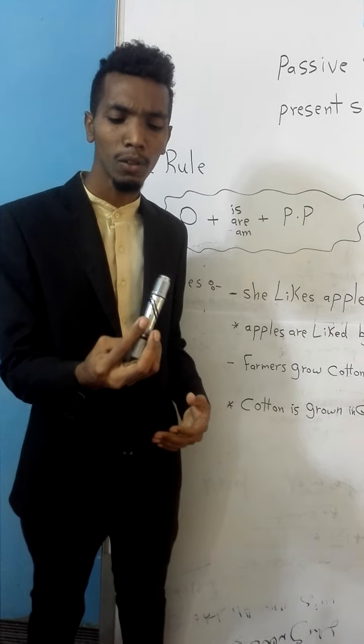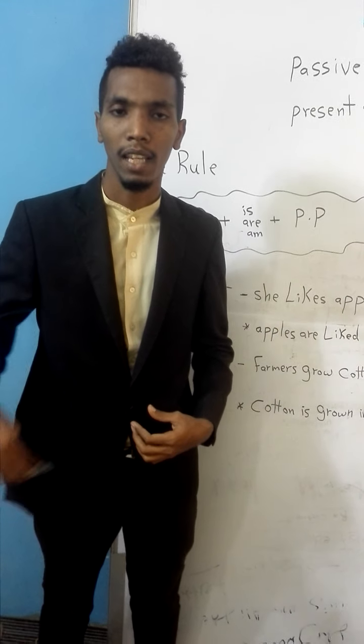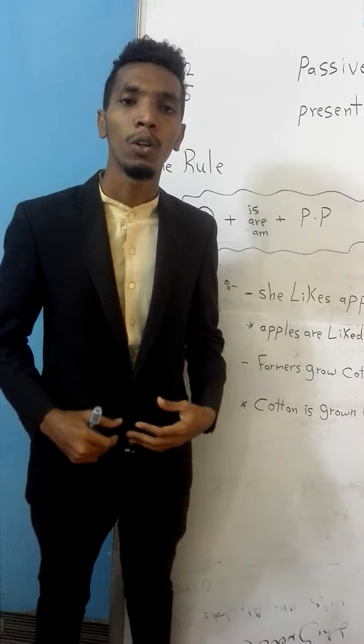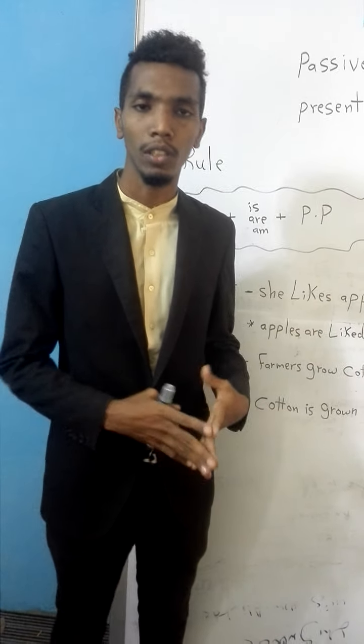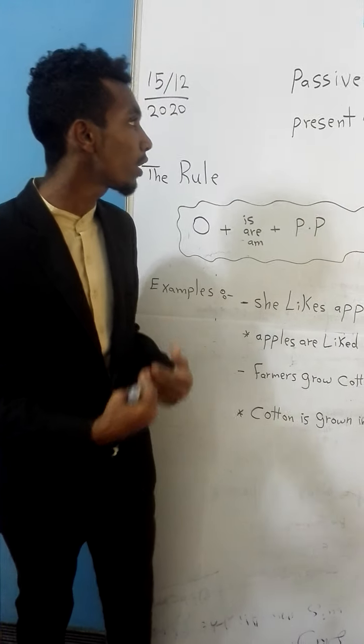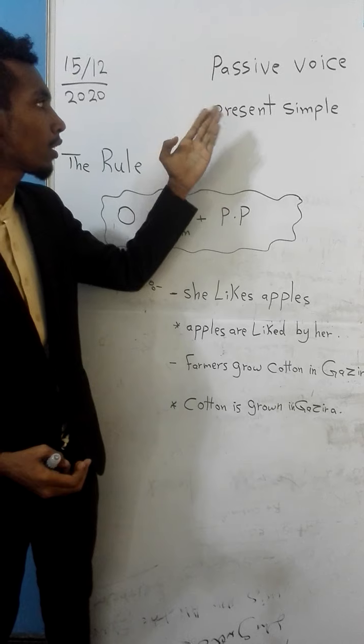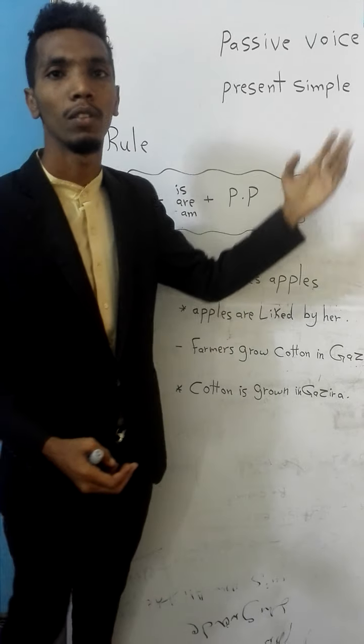Hide means, now this is my marker. I am hiding my marker. I am showing my marker. So we hide the subject for several reasons. Whatever your reason is, if you want to hide the subject, you use the passive. So today's lesson is the passive voice of the present simple.